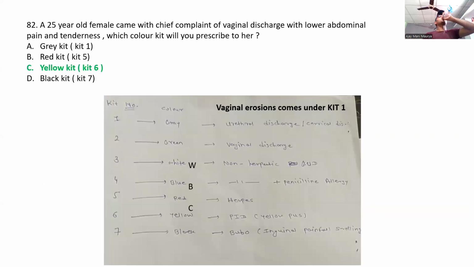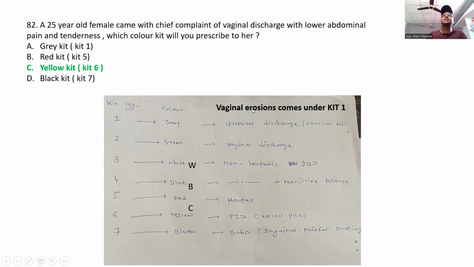An 82-year-old female with chief complaint of vaginal discharge with lower abdominal pain and tenderness. Which color kit is it? So guys, you have to remember the kits also. It's going to be the yellow kit, yellow kit 6, because of PID. Remember, gray color is for urethral discharge. Urethral discharge, gray 1.